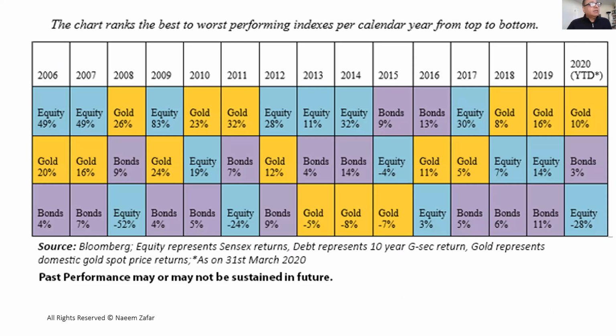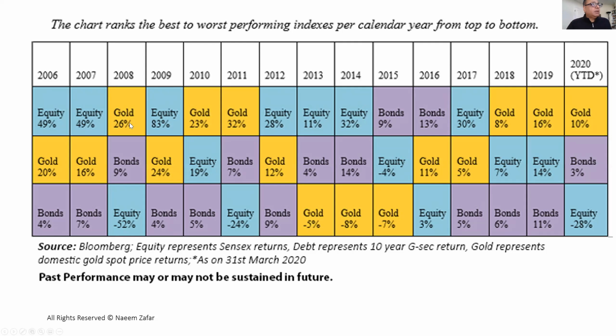But you realize it was never the same asset class. Historically, if you look at 2006, equity did very well, up 49%, 2 years in a row. But next year, 2008, they were minus 52%. Equity means stock market shares. That's equity.